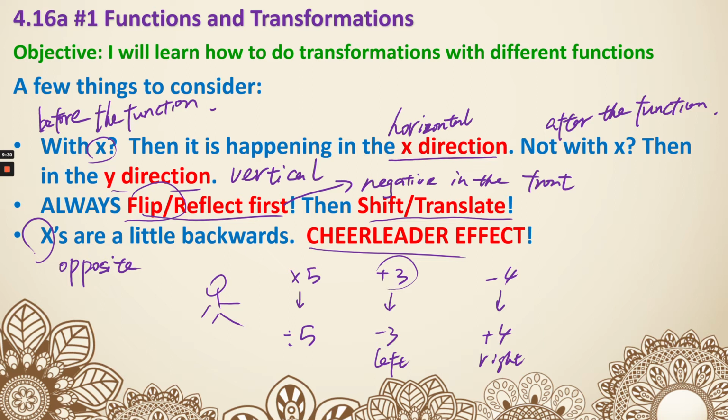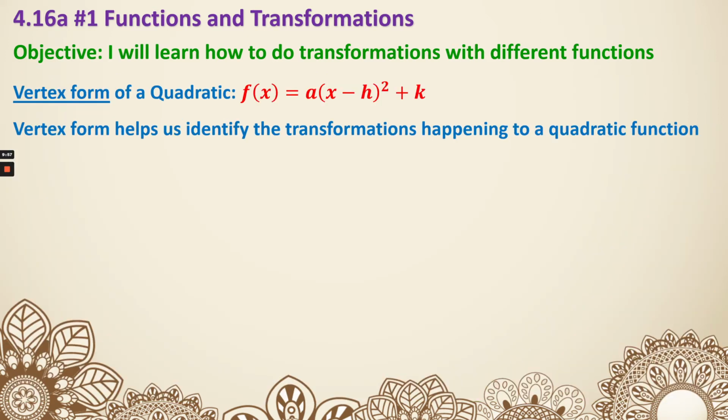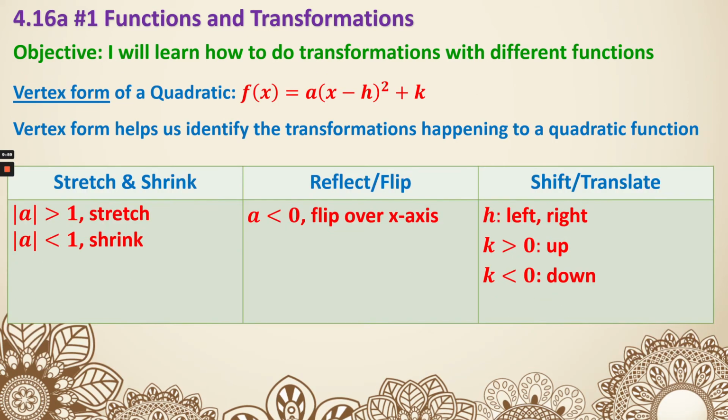But vertically, it is exactly what it is. So this is only for horizontal. Vertical is exactly what it is. Add for up, minus for down. We're actually going to skip example 1 because, like I said, that is just y equals mx plus b. You can simply do 3 here and down 2 over 1, down 2 over 1 to actually get that graph. So we are going to skip that example. Let's focus more on quadratic.